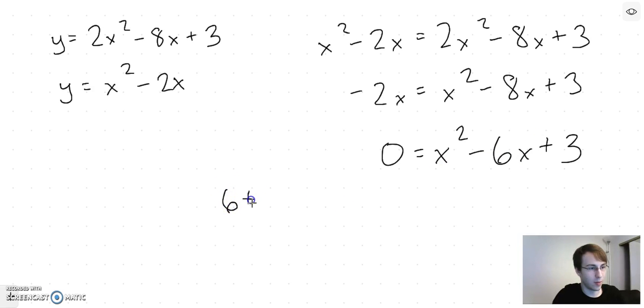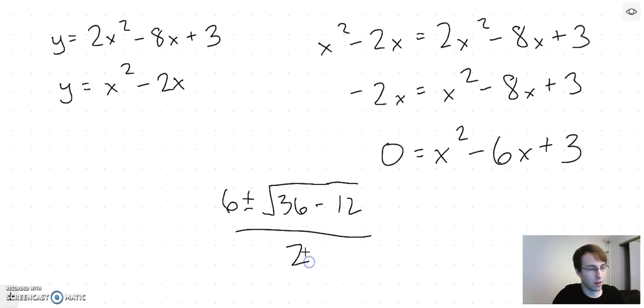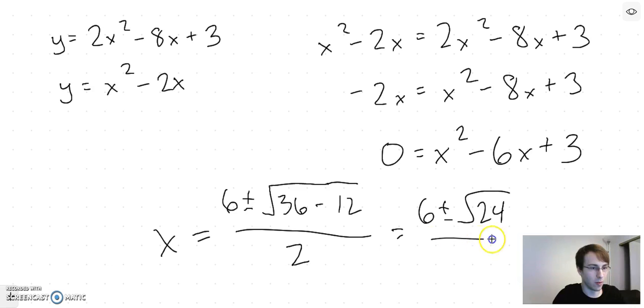6, plus or minus the square root of b squared, which is 36, minus 4ac, so it's minus 4 times 1 times 3, which is 12, over 2a, and a is 1, so just 2. So you simplify this, equals 6 plus or minus root 24 over 2, and so on. And then you find what your x is, and you plug it back in.